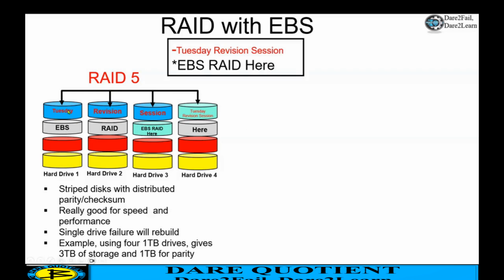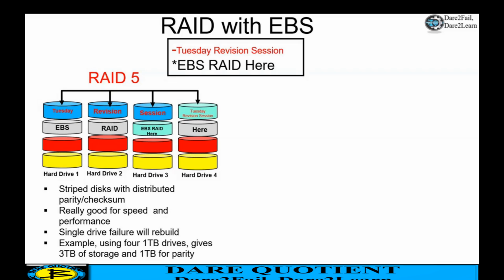Now, with RAID 5, in this example let's say we're using the statements "Tuesday revision session" and "EBS RAID here". So we're using those two statements to demonstrate this. With RAID 5, you have striped disks with distributed parity, or checksum. That is called backup. Checksum or backup.